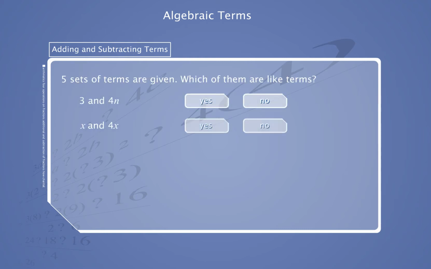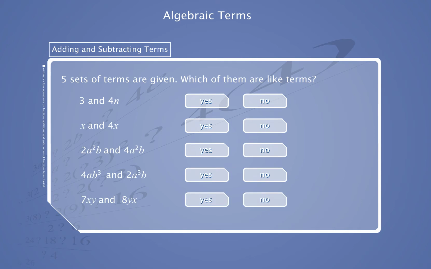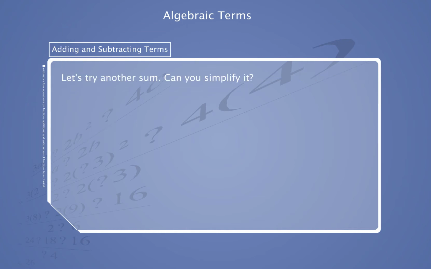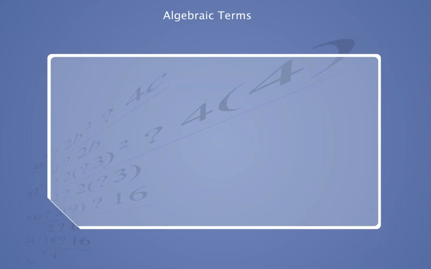5 sets of terms are given. Which of them are like terms? When we add or subtract like terms, we simply add or subtract the coefficients. Let's try another sum. Can you simplify it?